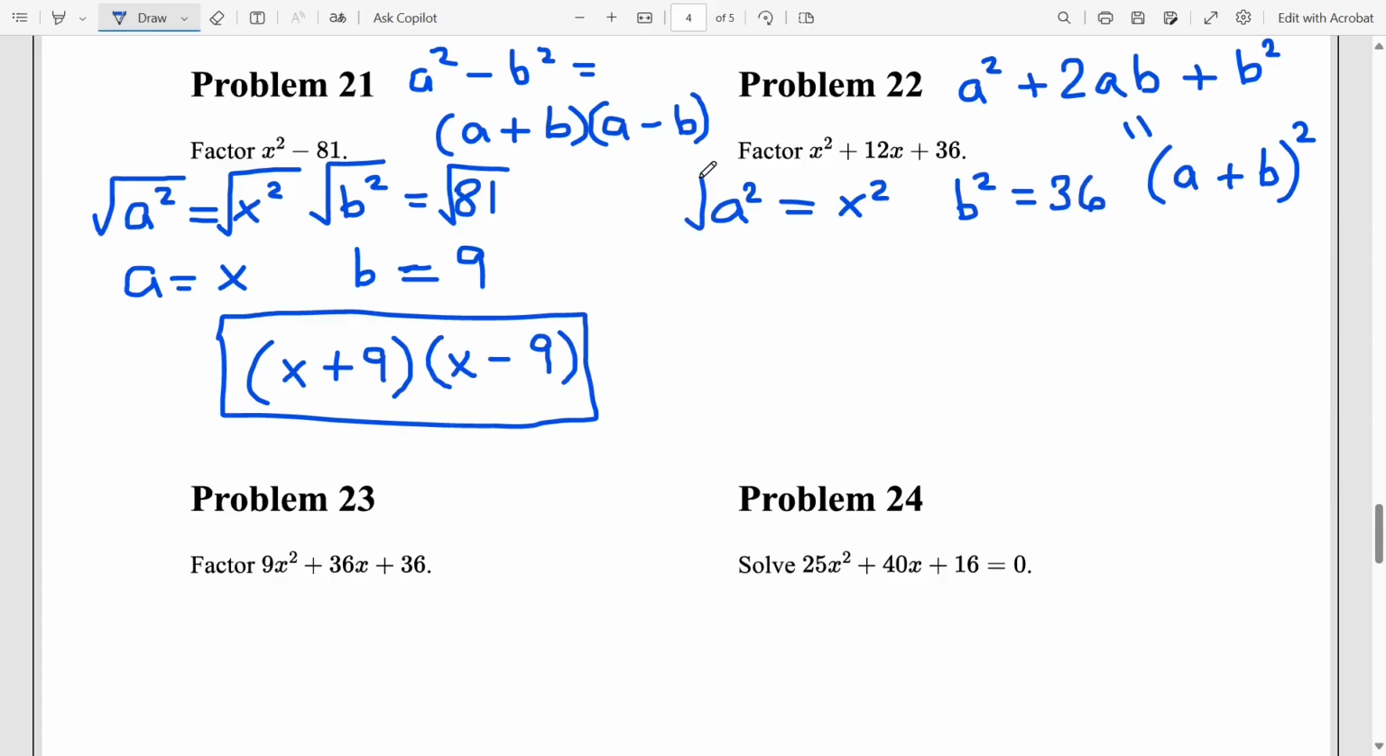well, if I want to solve for a, I got to take the square root of a squared. So I got to also take the square root of x squared. What I do to one side of the equation, I have to do to the other. So the square root of a squared is a. Square root of x squared is x.